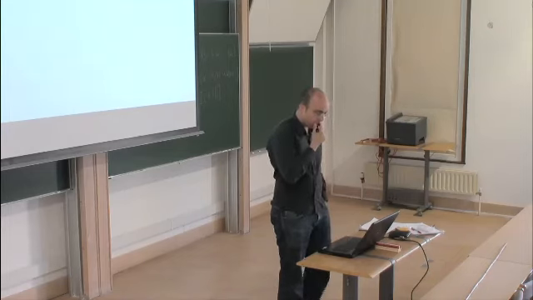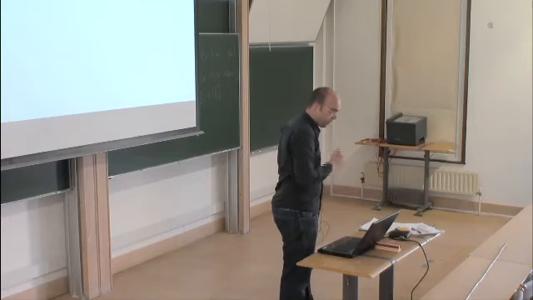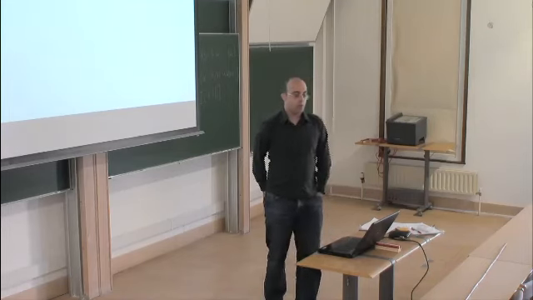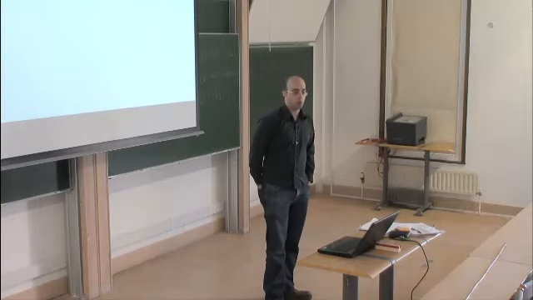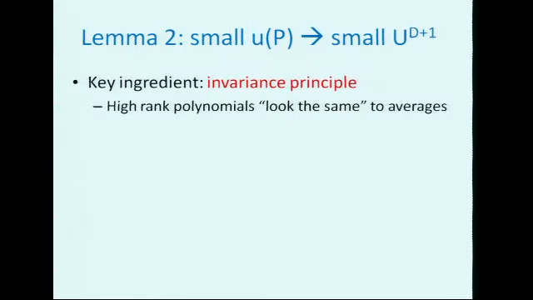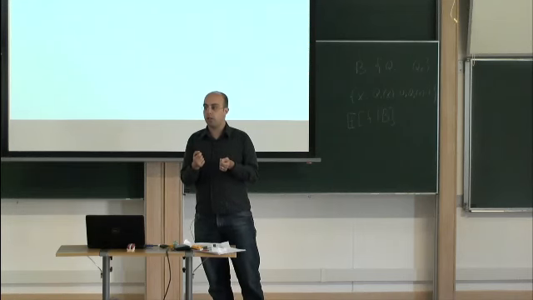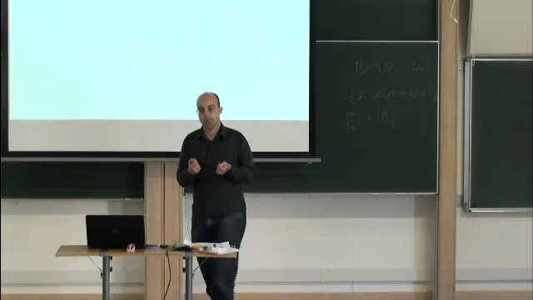Okay, so now the more interesting case is the other direction. You assume that you have no correlation with the property, and you want to show that you have no D+1 uniformity norms. And the key ingredient here is an invariance principle that says the following: if I give you some average over some polynomials of high rank, I can replace these polynomials by any other polynomials, and this average will not notice the difference. The only thing that this average notices is the degree of the polynomials, not the polynomials themselves.